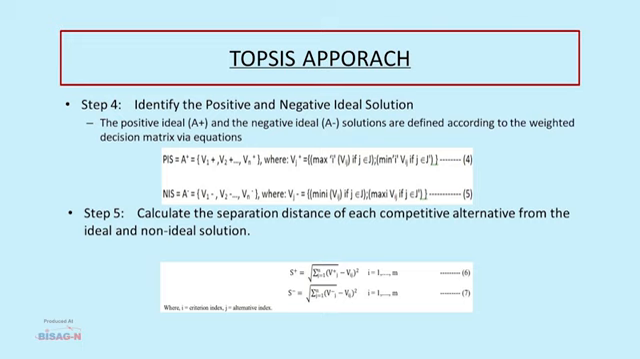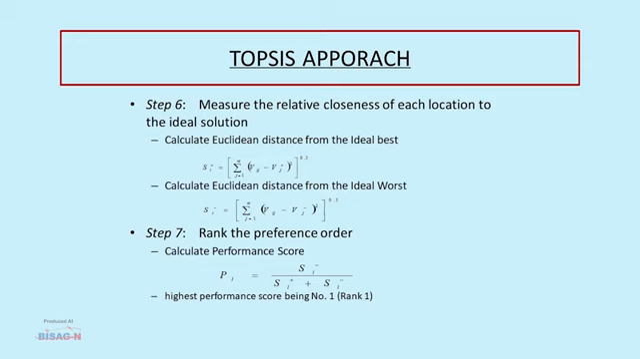Then the calculation of separation distance of each alternative from the ideal solution and the non-ideal solution, measuring the relative closeness of each location to the ideal solution. Then the calculation of the equivalent distance from the ideal best and the ideal worst solution. Then the ranking of preference order and calculating the performance score, wherein the highest performance is number 1.